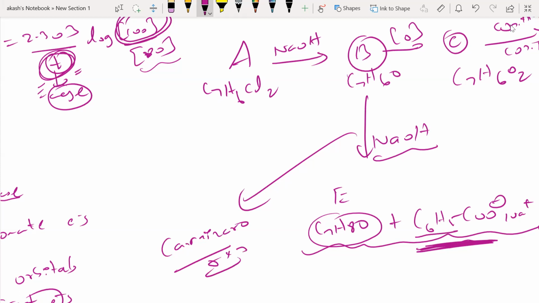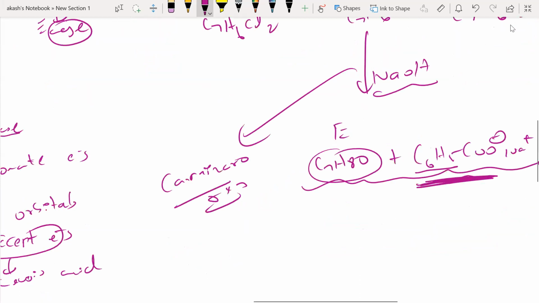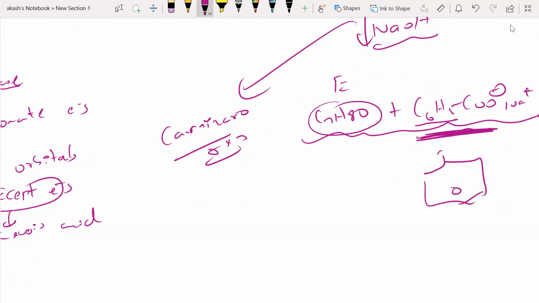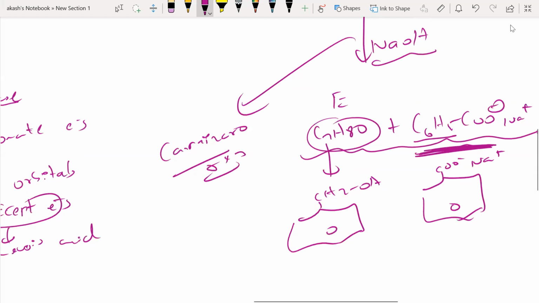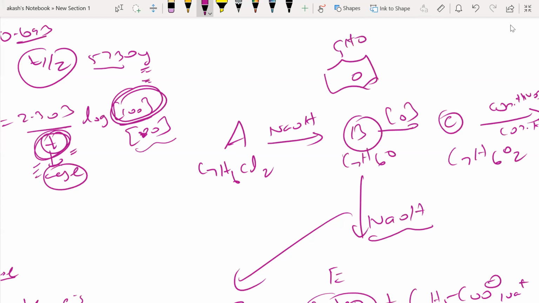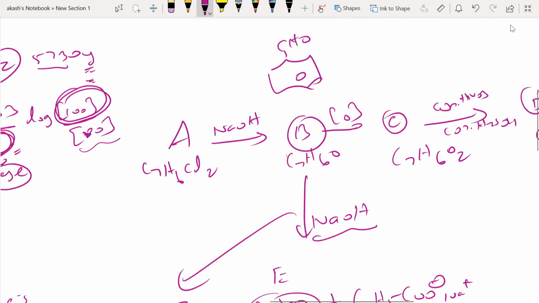C6H5, benzene ring, directly you can see. So C6H5COO- Na+. Can I predict this? This would have been C6H5CH2OH, right? Because I'm adding NaOH and getting two compounds. One is the acid part, another one is the alcohol part. It's easy to predict that this is indeed a Cannizzaro reaction. So E we found out. Then definitely the structure of B can be easily found out. This is nothing but benzaldehyde. And now if you go for oxidation of benzaldehyde, we will be getting benzoic acid.